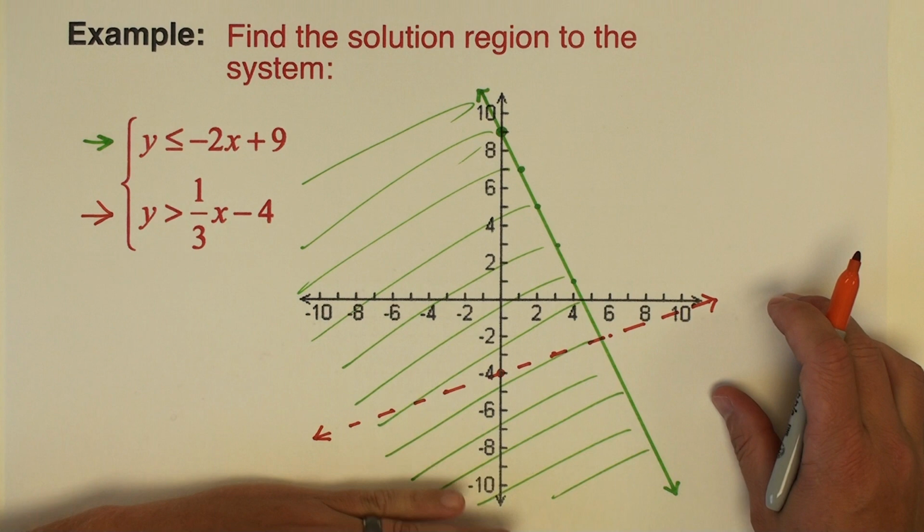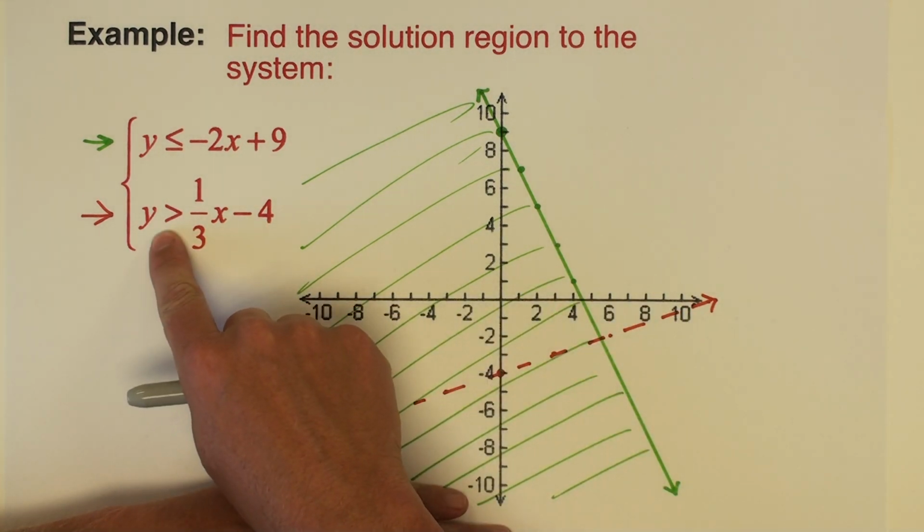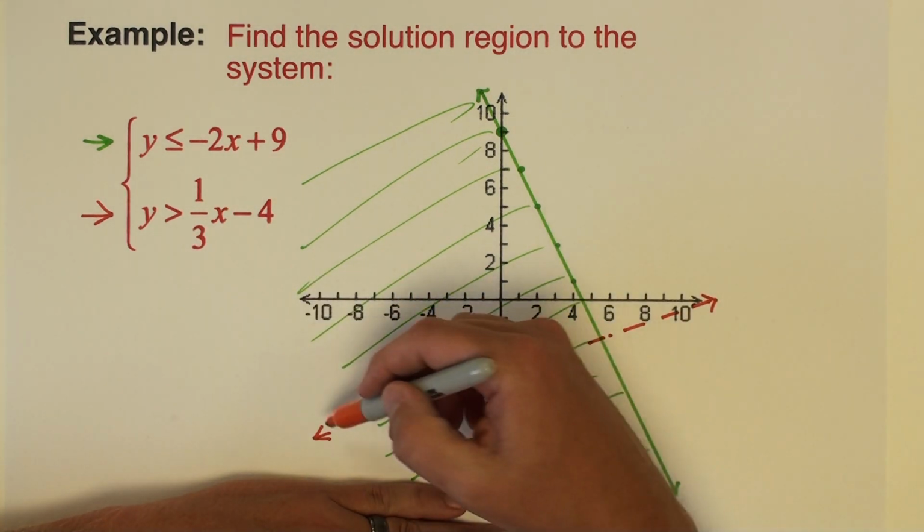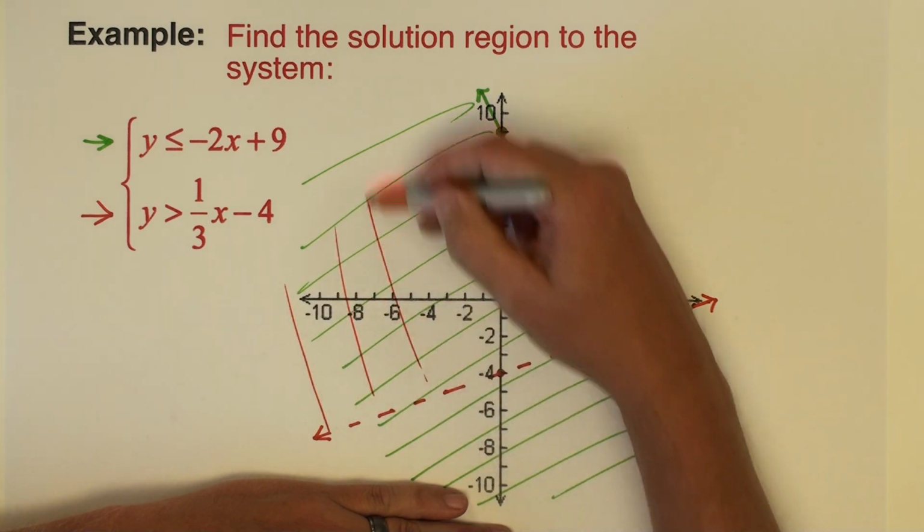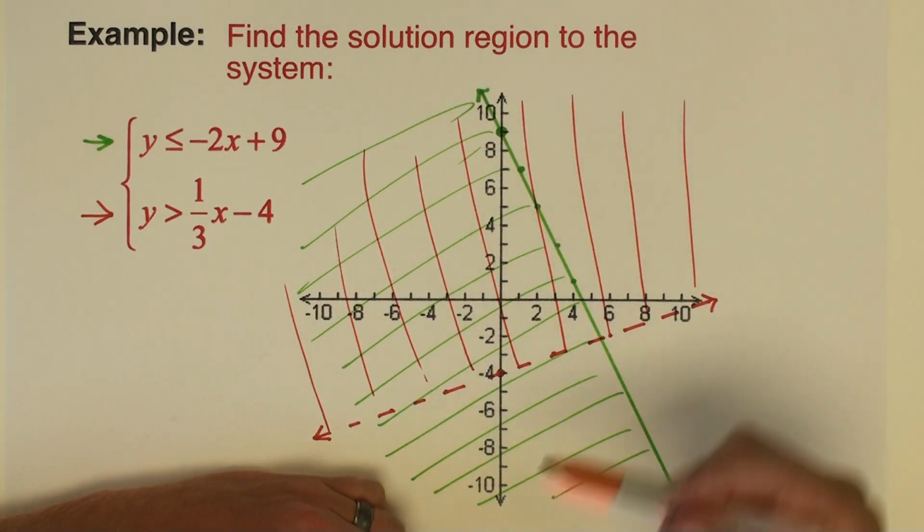Like so. And this inequality is greater than. So greater than is above this line. So I shade everything above this line, like so.